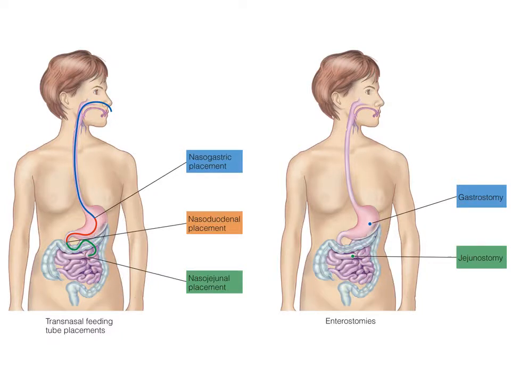Now here you can see again the difference in the placement sites. So on the left, we have the naso placements. So we have nasogastric, nasoduodenal, and nasojejunal. And on the right, we have gastrostomy and jejunostomy.